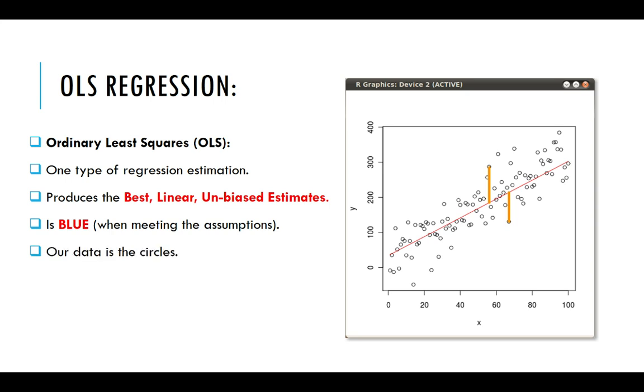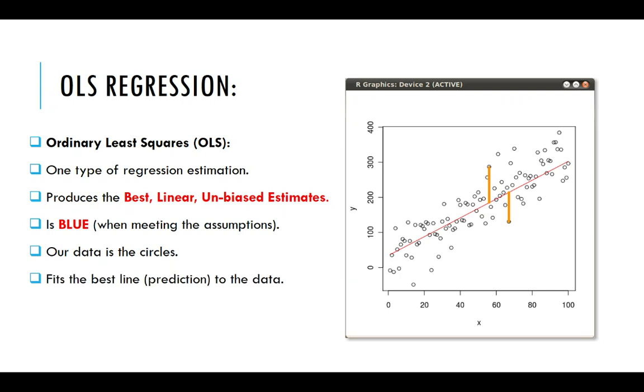Now, in the graph to the right, our data is the circles. So each circle is an observation. Remember, we're just in a world of simple regression. We've got an X and a Y, for example, gender and salaries, or we might be talking about absences and test scores. But our data is the circle.